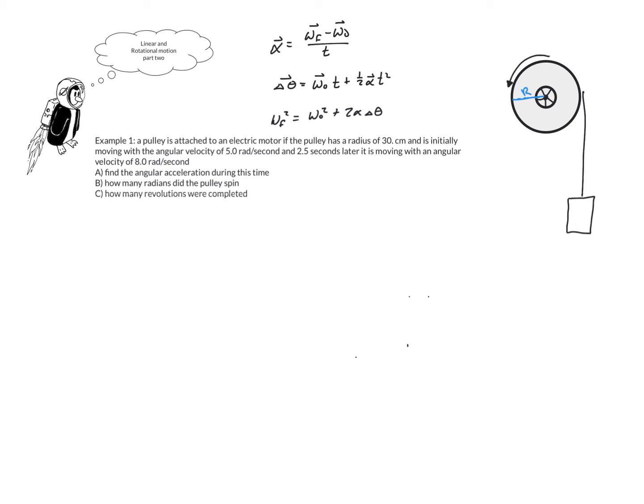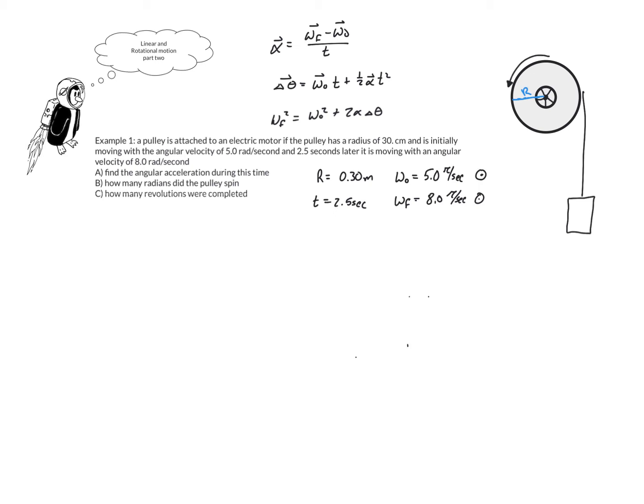As usual, we should write down what we know first. We know that the radius is equal to 0.30 meters. The initial rotation is omega naught, and that is equal to 5.0 radians per second. Now, using the right-hand rule with the image drawn, I know that omega is pointing out of the page, or screen in this case. Omega f is 8.0 rads per second, which is also pointing out of the page. And we know that 2.5 seconds has elapsed.